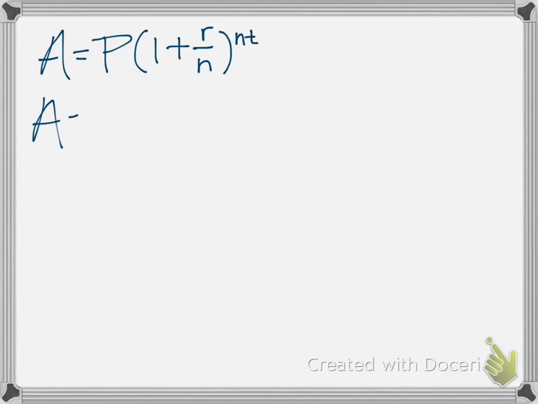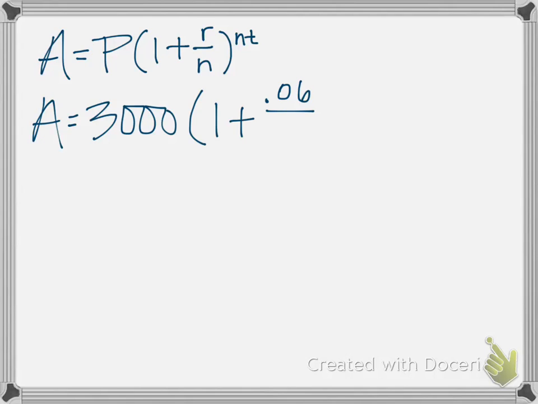So for the problem that you sent me, the principal is $3,000, which is the amount you're starting with. The rate is 6%, so 0.06. It's being compounded monthly, which means 12 times. And then we use the 12 again in our exponent and multiply it by time in years.